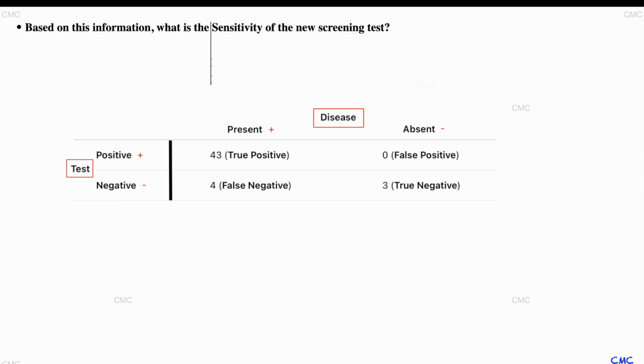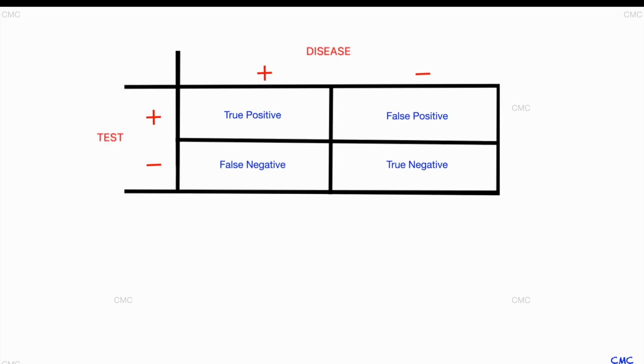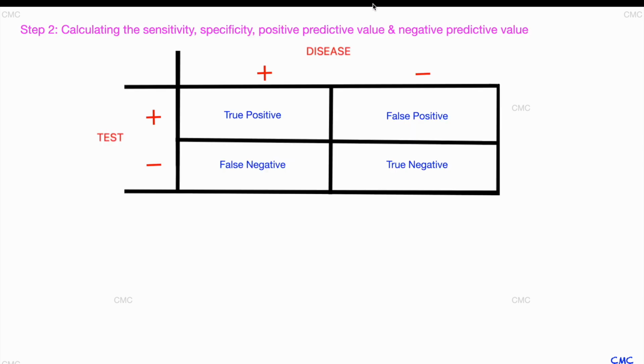What is the sensitivity, the specificity, the positive or the negative predictive value of this new screening test? Now we're going to look into how to calculate these specific values. And there are 2 ways you can go about it. You can either use the traditional gold standard method, which is basically properly learning what each of these specific terminologies, values really mean, and thereby you can deduce these values from the table yourself.